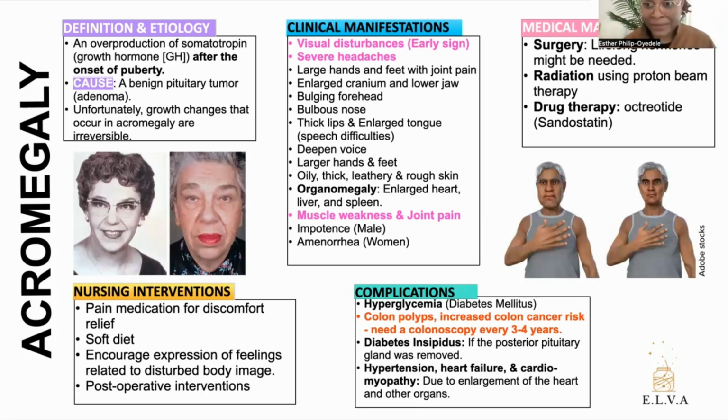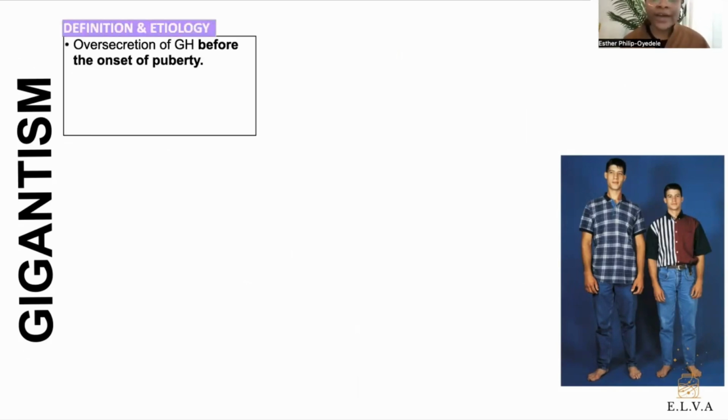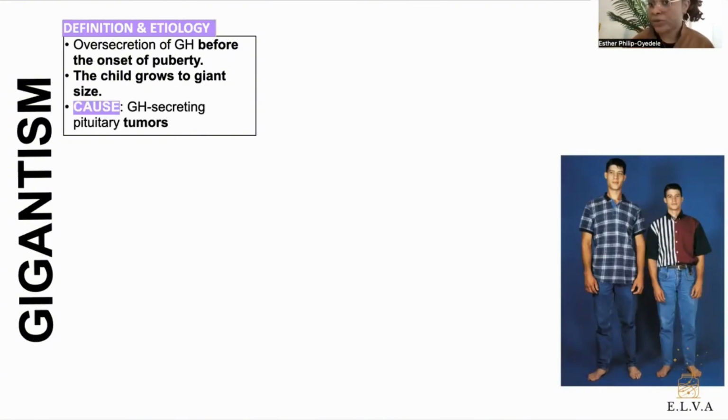Now, I really hope that was a good breakdown. Let's move on to gigantism. Now, the big difference between acromegaly and gigantism, once again, is that gigantism happens when you are younger. Acromegaly happens when you're older. Okay, it's also the overproduction of GH, but before puberty happens. So pretty much the child ends up growing into a giant size compared to their peers.